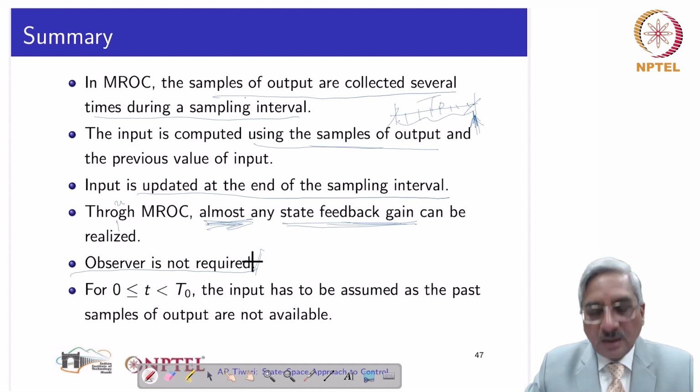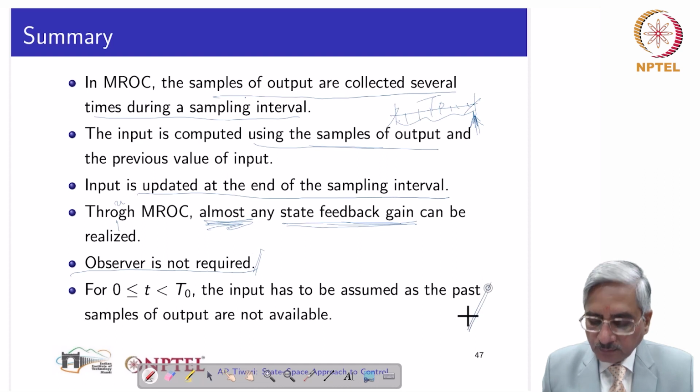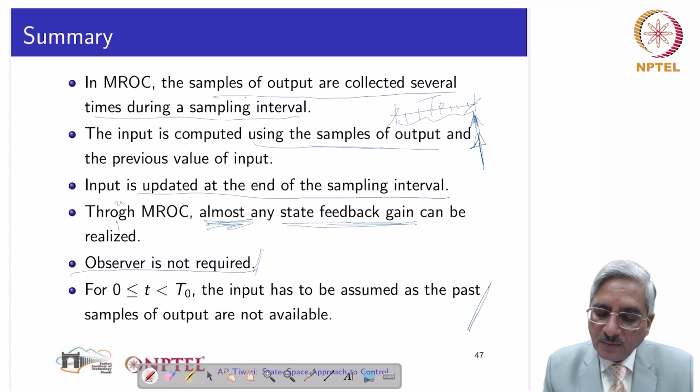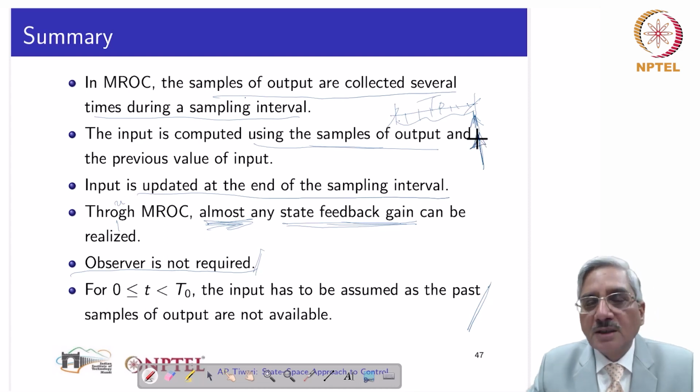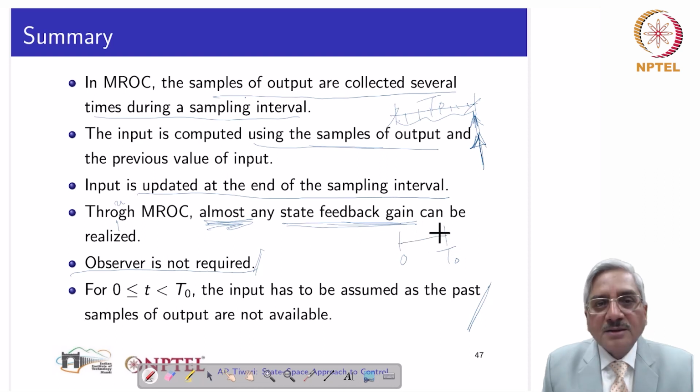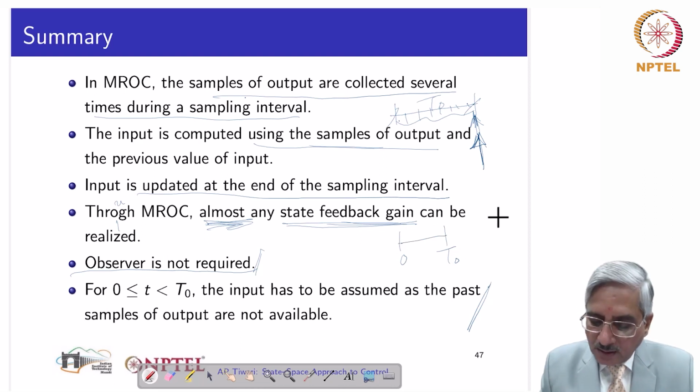There is one limitation for this. The outputs are collected during a sampling interval. So the samples of output are available at the end of the sampling interval, and that is where the input can be calculated. That means for the first sample between 0 to T0, this controller cannot be implemented. This controller can be implemented subsequent to T0.